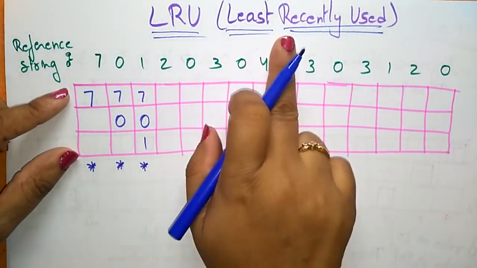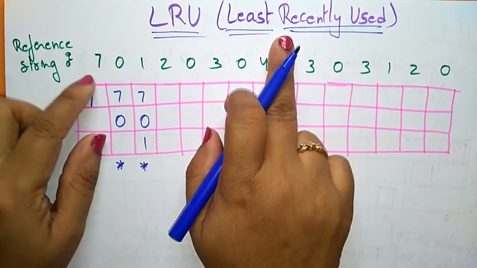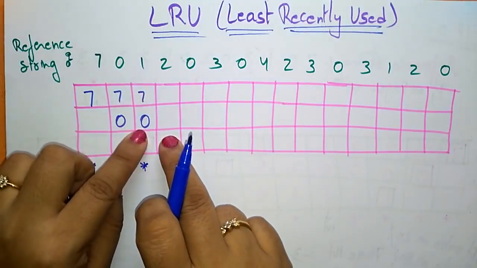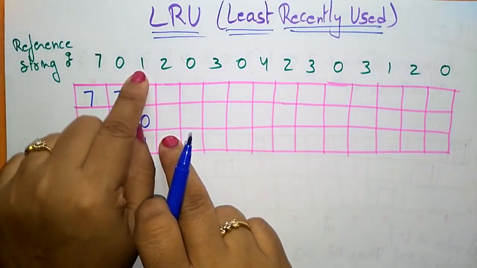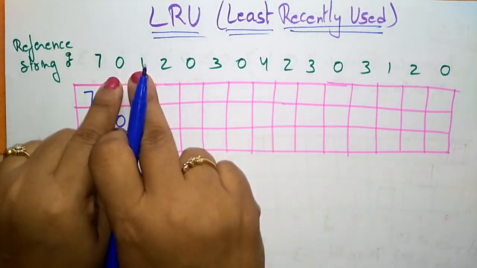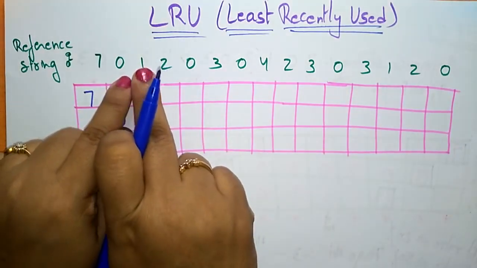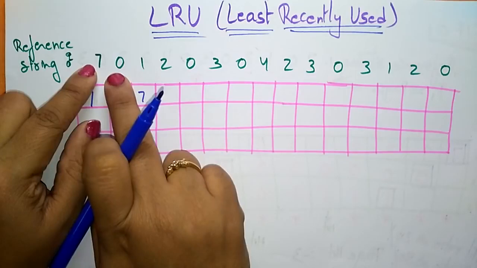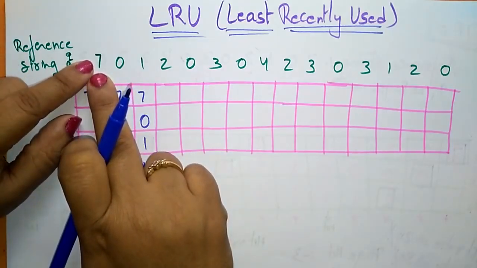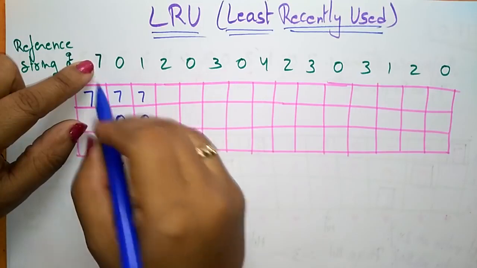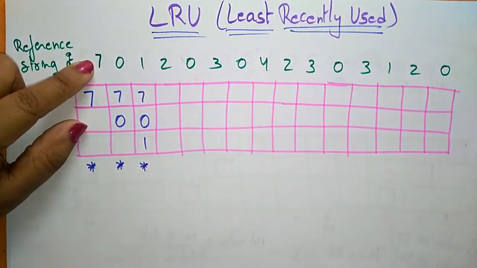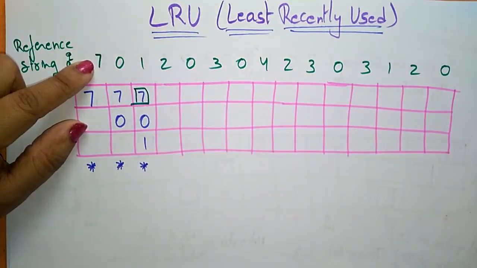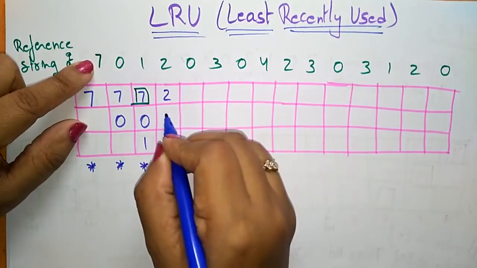What is this least recently used? I have to place 2 in a frame, so which page has to be replaced? I have to check which is the least recently used. 1 is the most recently used, and the last one becomes the least. So I don't want to remove 1. Next is 0, next 7. So 7 is the least recently used. Just remove the 7, and in place of 7 write 2, 0, 1.